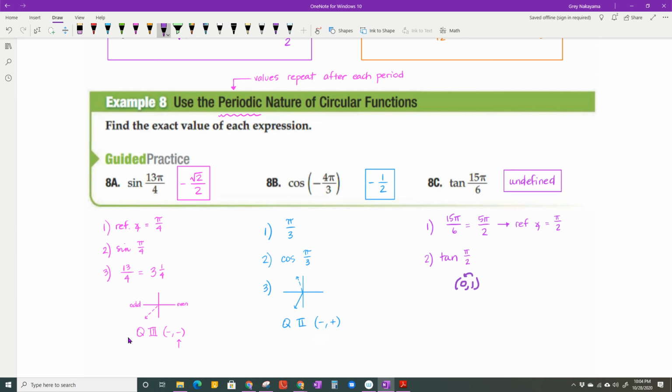So we are undefined, and that's all we have for trigonometric functions on the unit circle, but this was finding them of any angle. So short and sweet.